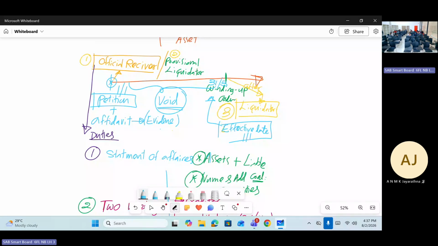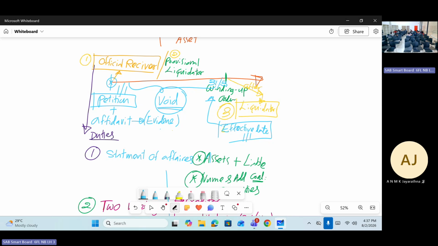Take attendance. We'll consider this. This is regarding the winding up by court, what is named as compulsory winding up. Now, in order to liquidate the company by court, the first step is filing a petition.